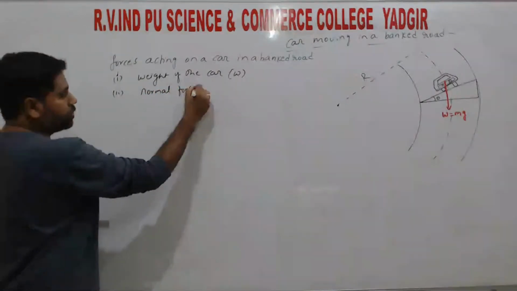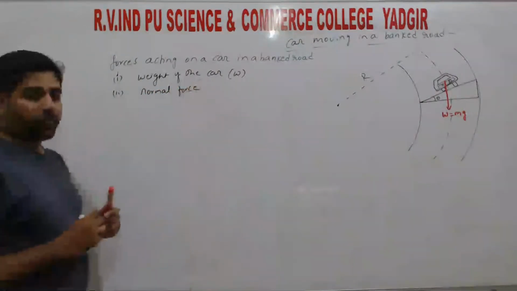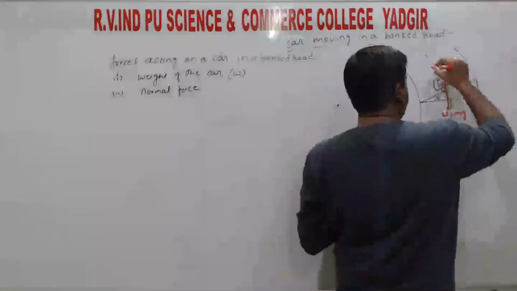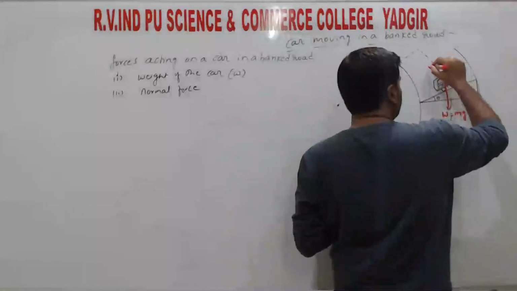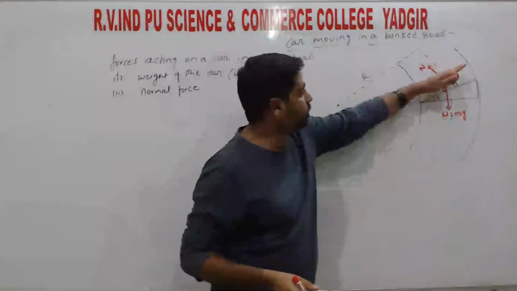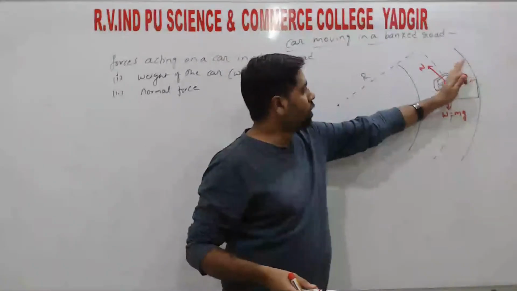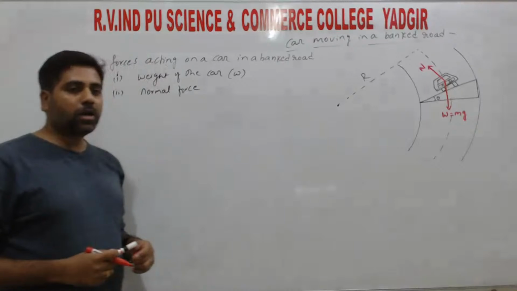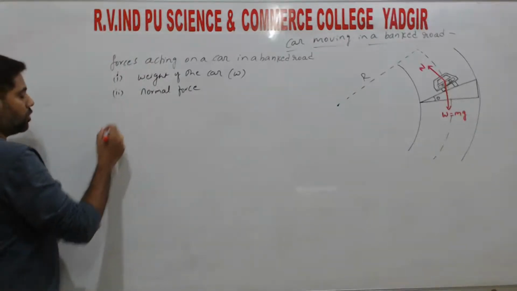Right. So next, second one, normal force. That is the contact force by the road on the car. So that we take as normal. That is perpendicular to the contact surface of the car. So we draw it perpendicular to the road, and that is written as the normal force, right?